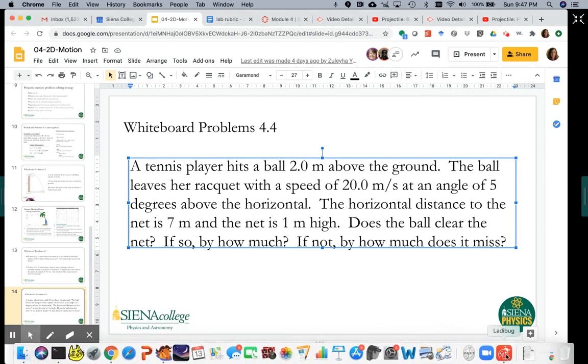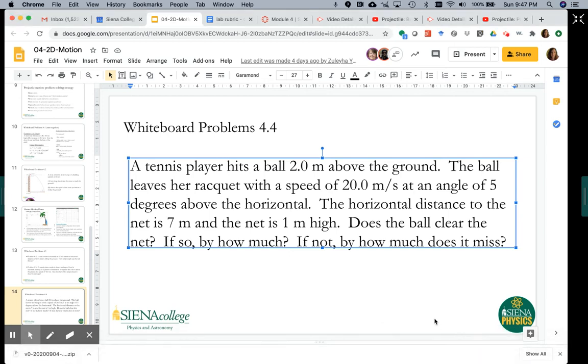Okay, last projectile problem in the slides. A tennis player hits a ball 2 meters above the ground. The ball leaves her racket with a speed of 20 meters per second at an angle of 5 degrees above the horizontal. The horizontal distance to the net is 7 meters, and the net is 1 meter high. Does the ball clear the net? If so, by how much? And if not, by how much does it miss?